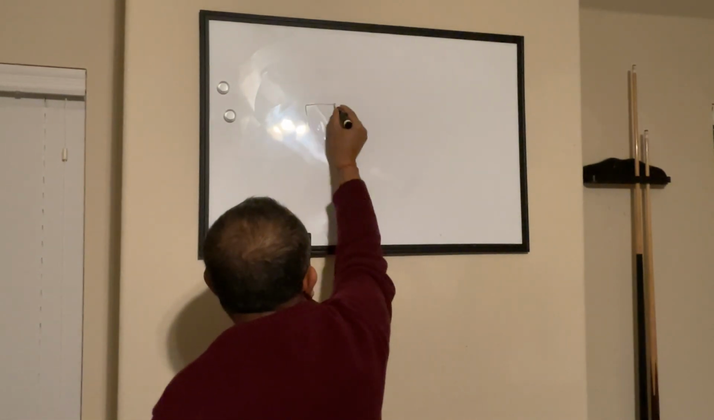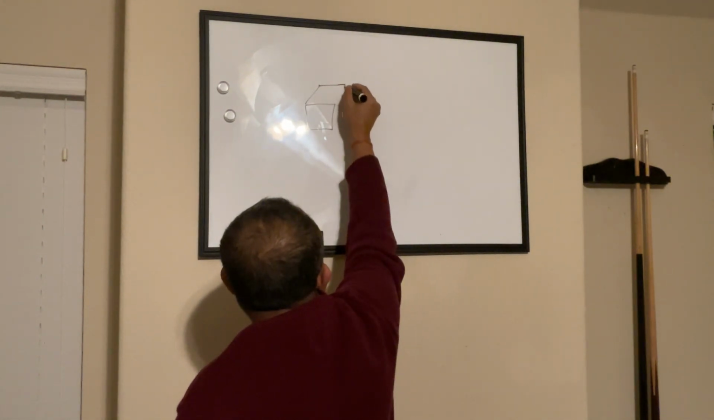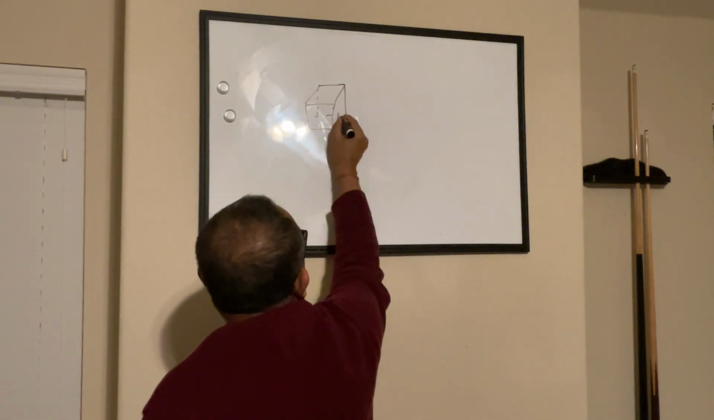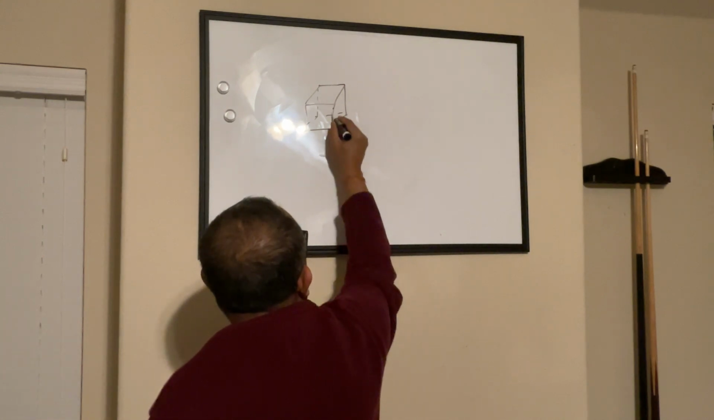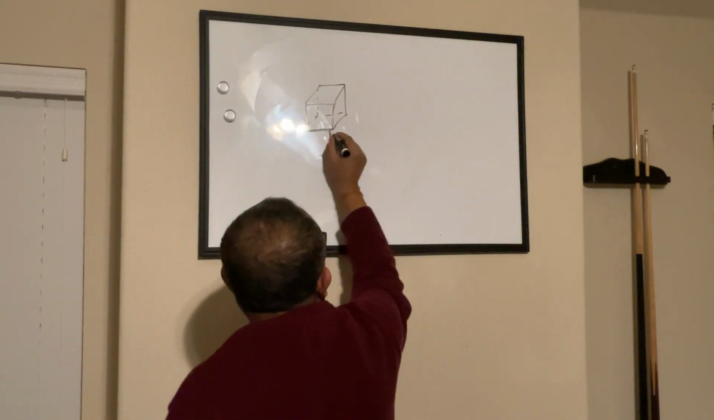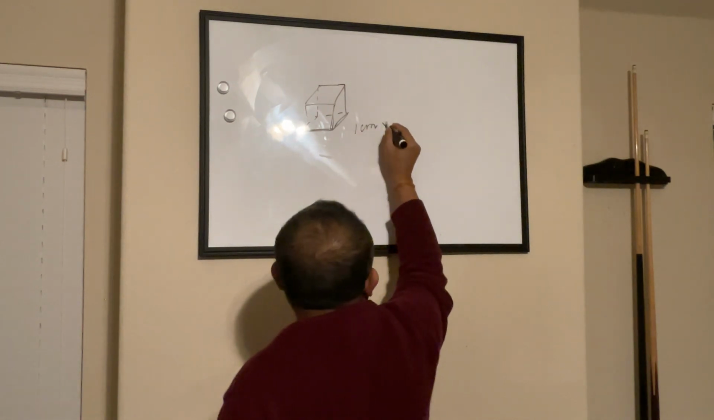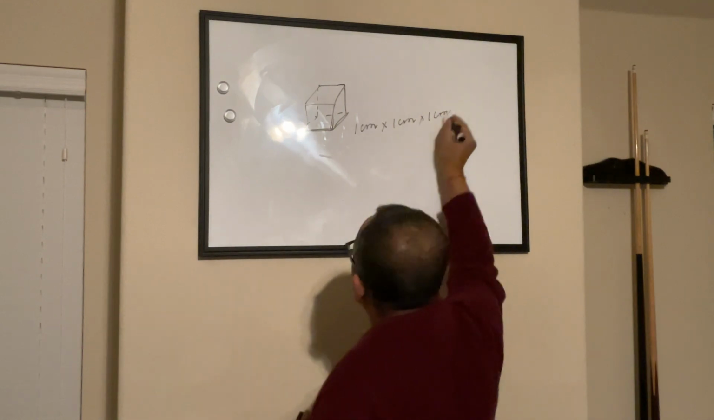If you're talking about an ice cube which is 1 centimeter in length, 1 centimeter in width, and 1 centimeter in height, the volume will be 1 centimeter into 1 centimeter into 1 centimeter, right?